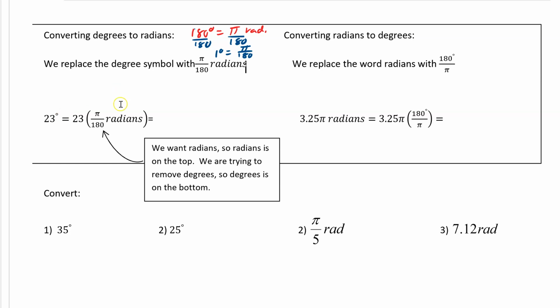So we take the degree symbol, replace it with pi over 180. And that gives us 23 pi over 180 radians. And that's it. That's how you convert them. So degrees is now radians. And we do the same idea.